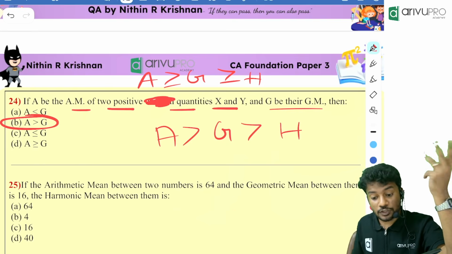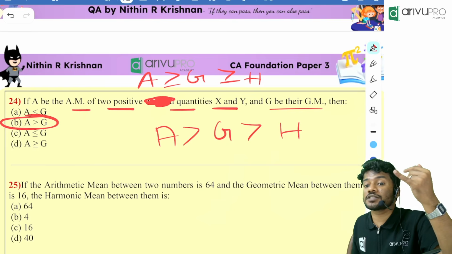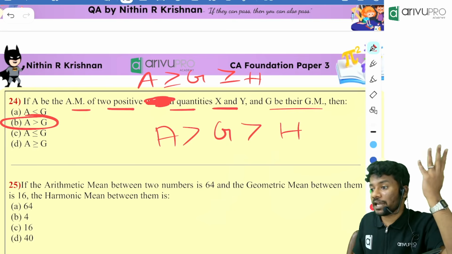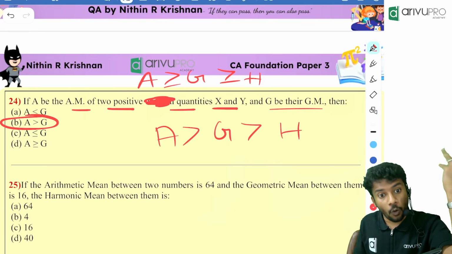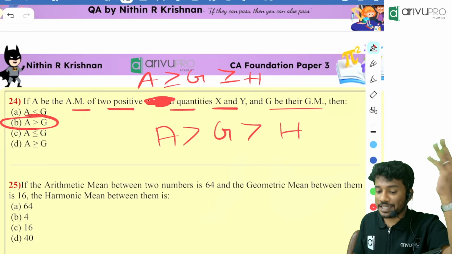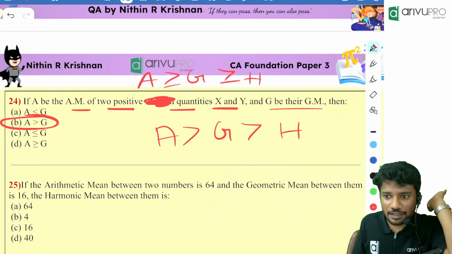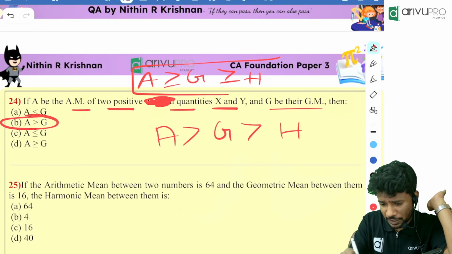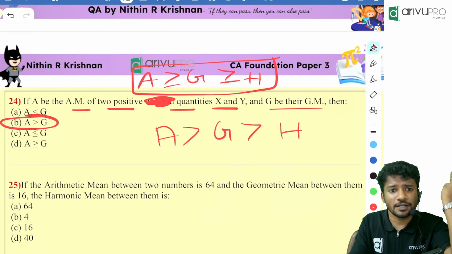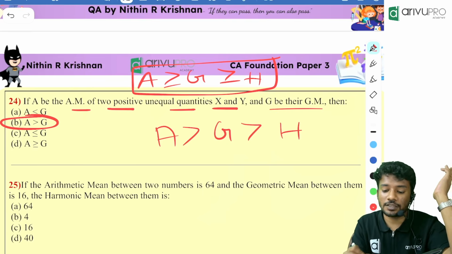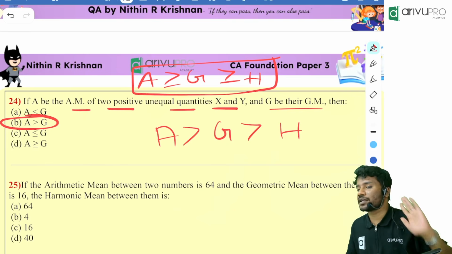What if they say two positive quantities without mentioning equal or unequal? Then you will take it as A can be greater than or equal to G, which can be greater than or equal to H. That is the meaning. Sometimes in books or maybe in school, you might have studied it this way, because they will not mention the equal or unequal part. Whenever it is not mentioned, you can study it this way.